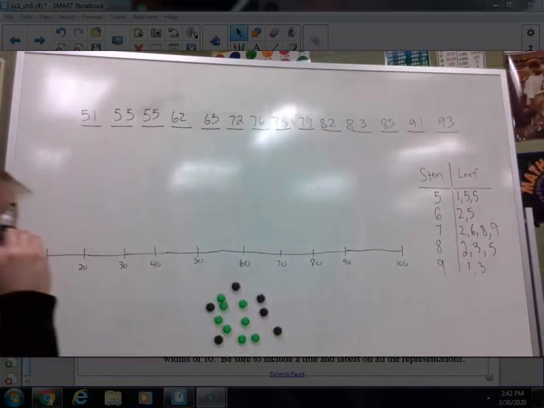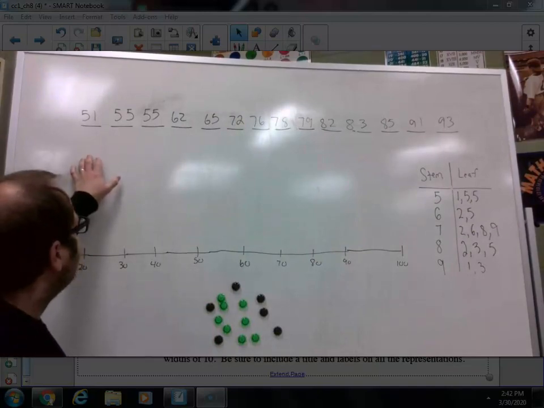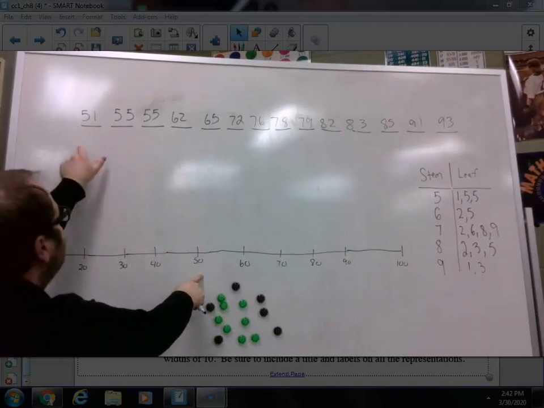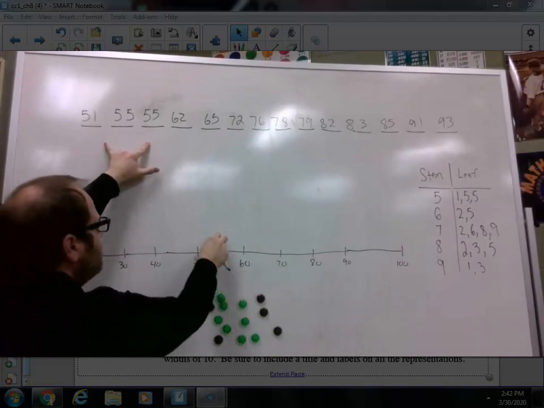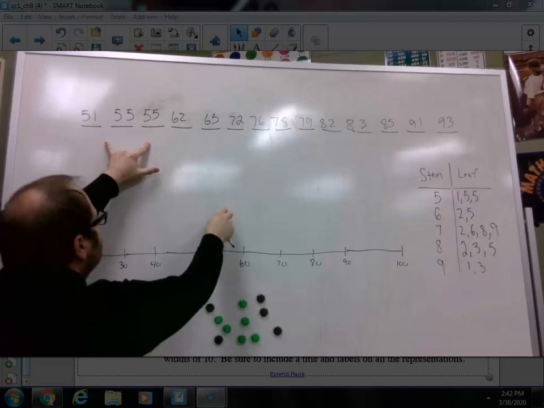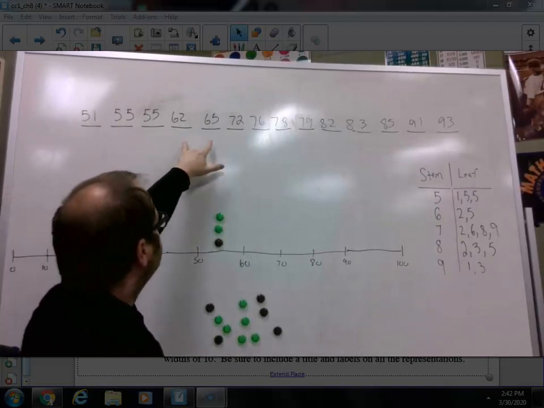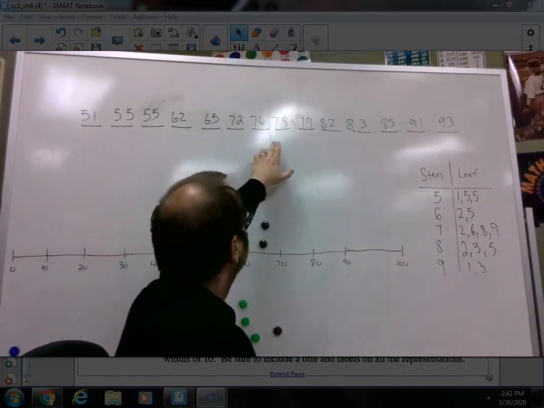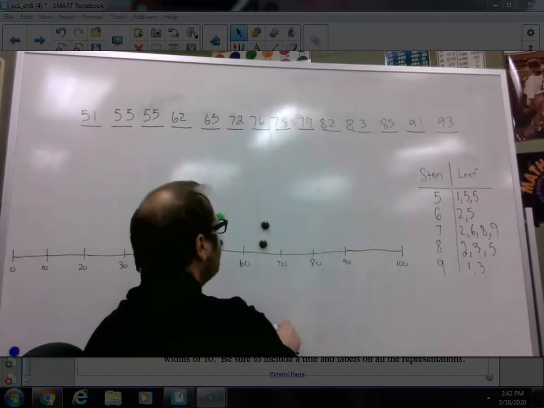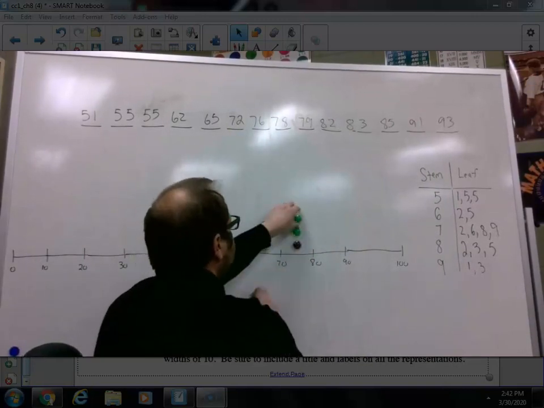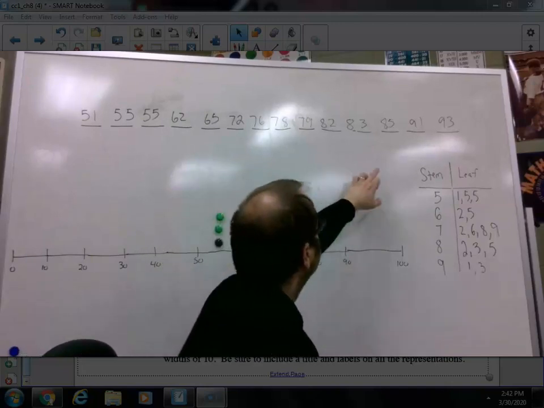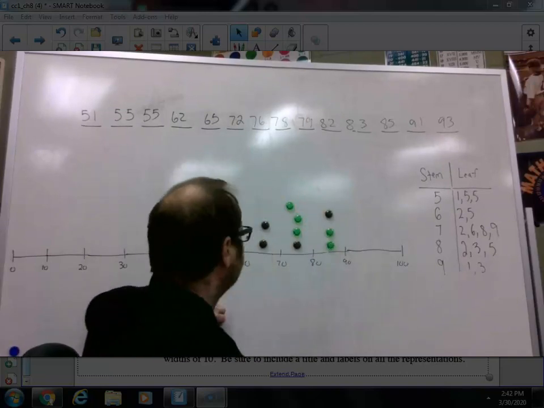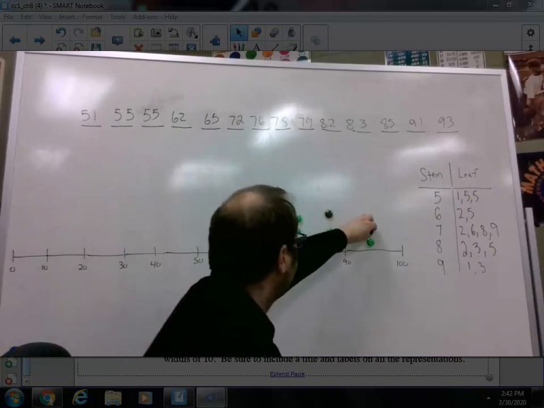Then move on to our histogram. So again, if we have our bin size, there's 50 to 60, nothing's below that. We have 1, 2, 3 pieces of data that are going to fall in our 50 to 60 range. Okay? And then we have 1, 2 pieces of information that are going to fall in the 60 to 70 range. We have 1, 2, 3, 4 in the 70 to 80 range. We have 1, 2, 3 that are in the 80 to 90 range. And we have 2 that fall in the 90 to 100 range.